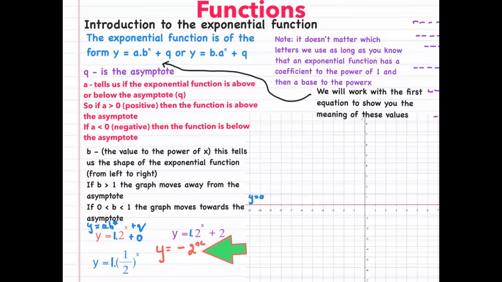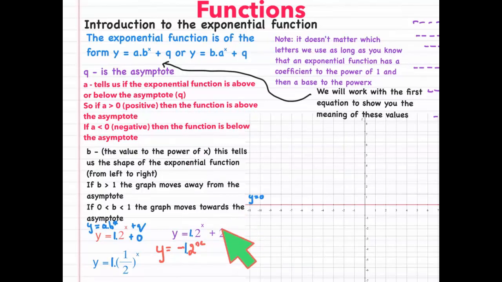Again, this is an exponential function because x there is an exponent. But now, please remember that this is the base that has the power of x. That minus is actually a minus 1 times the 2 to the power of x. So a is less than 0. It's a minus 1. And when a is less than 0, then the function is below the asymptote.